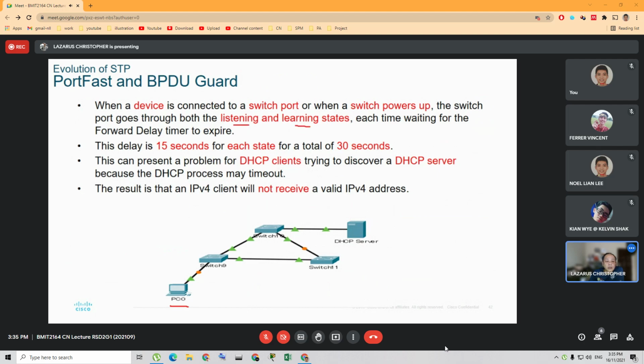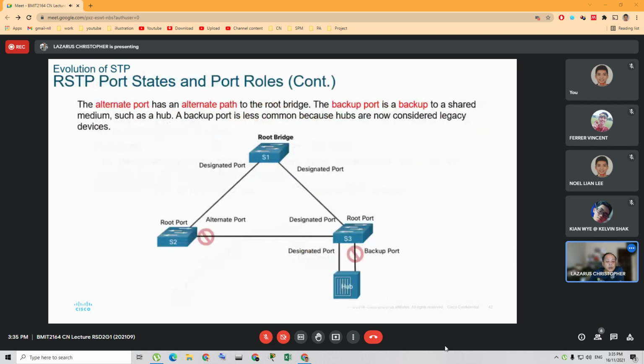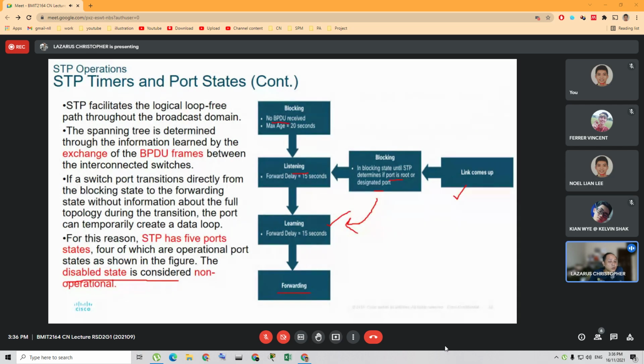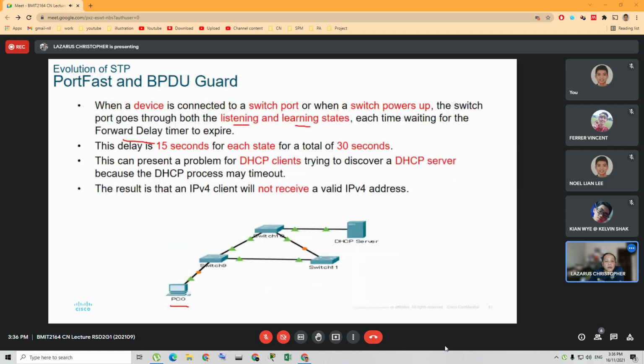This refers to what we looked at previously, the states the switch goes through. Do you recall that? Remember this state the switch goes through? The port goes through this each time, waiting for the forward delay timer to expire, and it keeps on going because it's automated. There's also learning and converging to a new topology, just in case the topology changes.